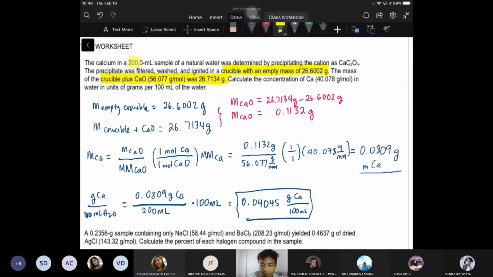Kasi po sabi sa problem, ang gusto ng problem is para malaman daw natin yung grams per 100 ml of the water. So, bago mo makuha yung grams per 100 ml of water, kailangan alam mo muna yung grams per ml of water, no? So, basically, you divide your mass of the calcium by its volume ng solution para makuha mo yung grams calcium per ml. Then, once na makuha mo na yung grams calcium per ml, i-multiply mo yun sa 100 so that you will get the grams calcium per 100 ml. Okay. So, yan. Any questions?